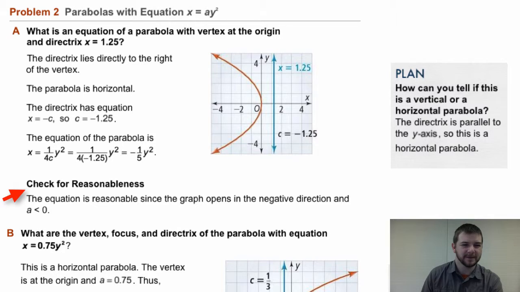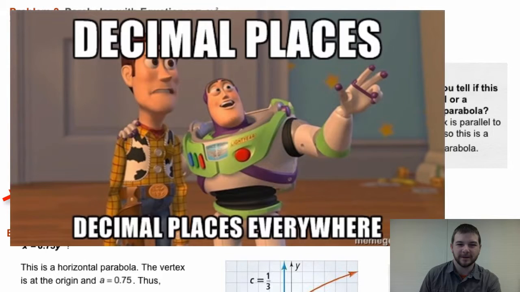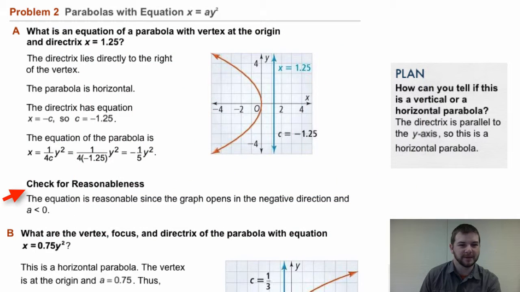Check for reasonableness. Such a good idea in most any math problem. When you're done, take a moment to consider whether or not your answer is reasonable. That can help you avoid simple mistakes, like a negative sign where you should have a positive, or an answer of 10,000 when 100 was the correct answer and you just had a decimal point mistake. So here's our check for reasonableness on example problem 2, part A. The equation is reasonable since the graph opens in the negative direction and a is less than 0.